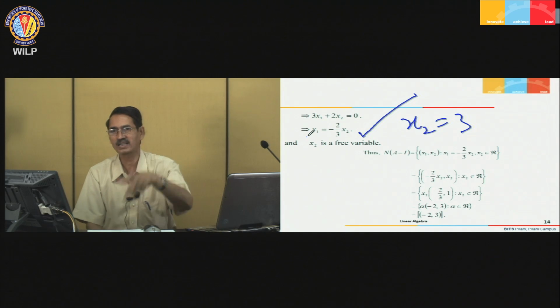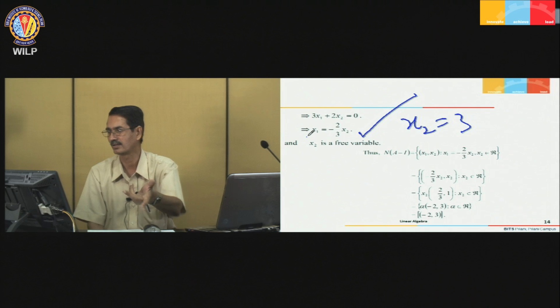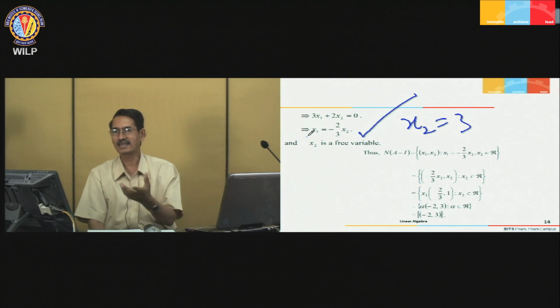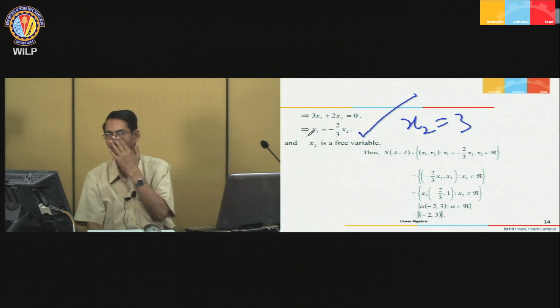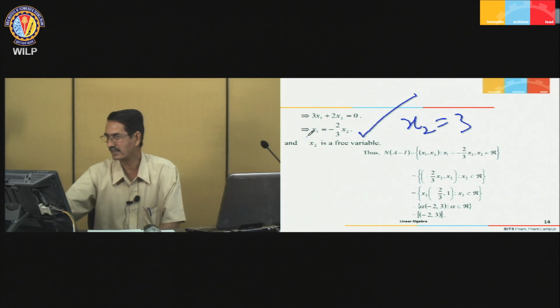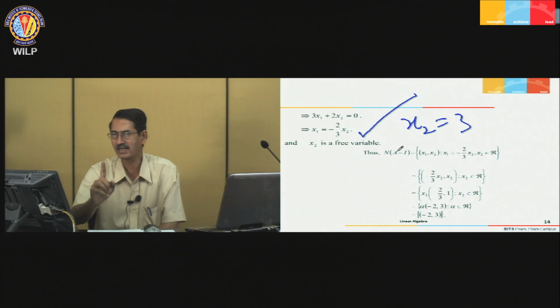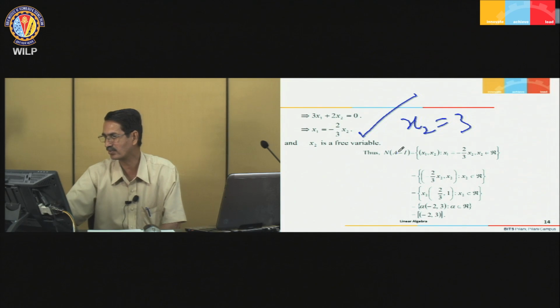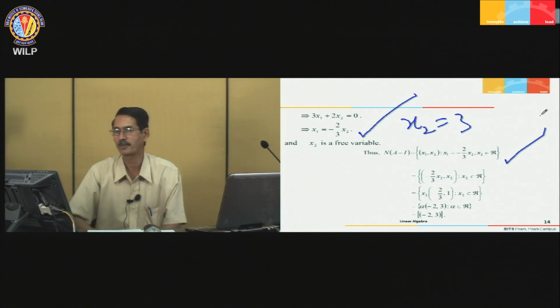Therefore, any scalar multiple of this will also be a solution, and that is called the span of this vector. Look at here, first of all, null space of A minus lambda I, lambda is 1 in this case, therefore, null space of A minus I is the set of all points x equal to (x1, x2), where x1 is calculated to be minus 2 by 3 x2 and x2 is any real number.